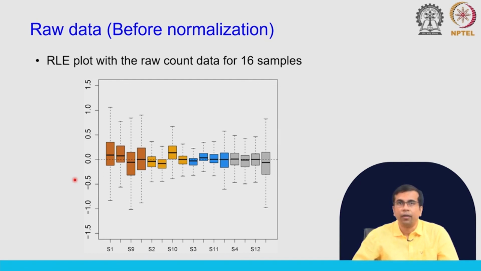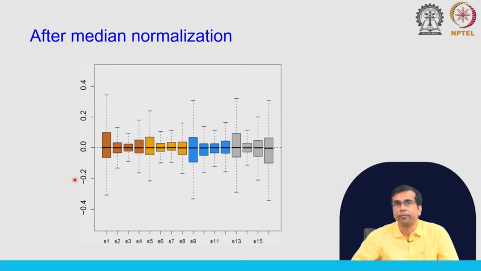Now, once we do the normalization, you see that because we have done median normalization, the median is the same and is set to 0 for all the samples, because we have scaled by the median of that sample. So, the median should become 0 for all samples. This is after median normalization. Again we are showing the RLE plot after median normalization, and you see median values are the same for all samples here. So, that is the idea behind doing this median normalization.